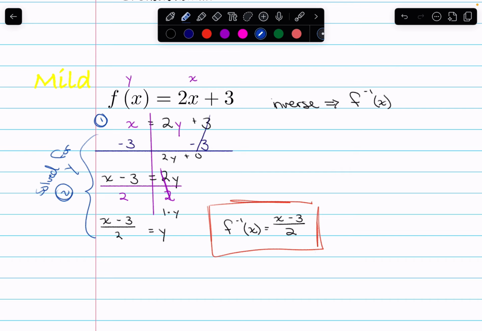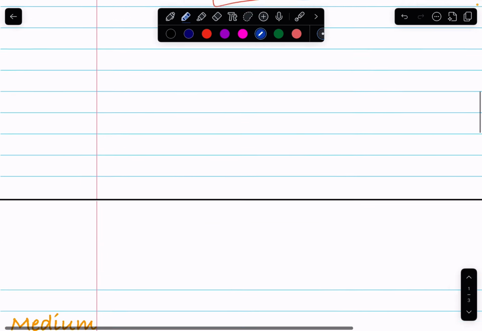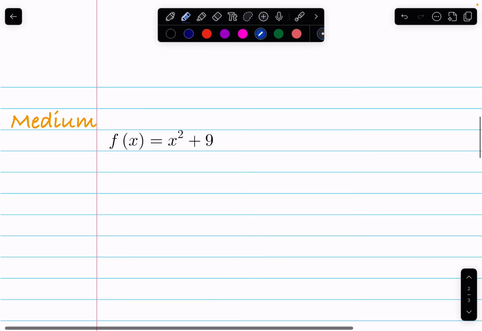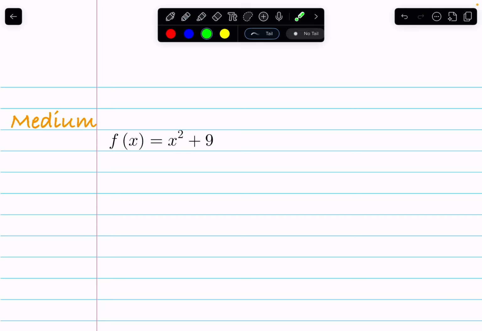All right, let's take a look at a slightly more complicated one. Okay, more complicated just means you might have to do more than just adding, subtracting, multiplying, dividing. Okay, so our original function, f of x is equal to x squared plus 9. So our first step, we're going to switch the x and the y. So I'm going to write, instead of f of x, I'm going to write x equals x squared. Instead of that, I'm going to write y squared plus 9. Switched my x and my y.